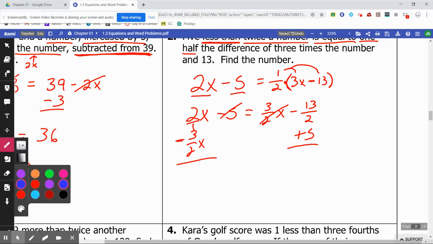Let me change colors here. My common denominator is going to be a 2, so I'm going to multiply the bottom by 2, and I'm going to multiply the top by 2. I now have 4/2 minus 3/2, which is 1/2.